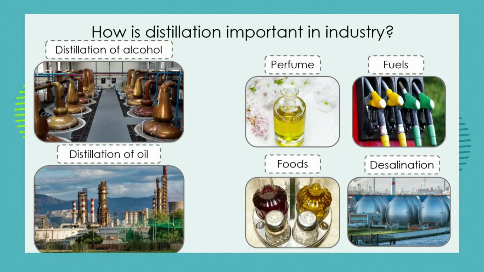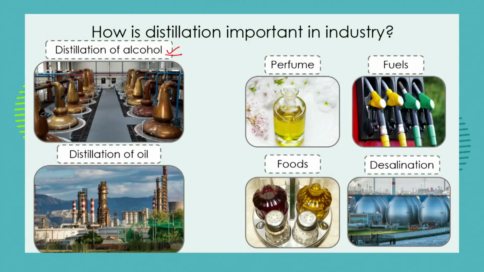Well, many industries rely on distillation. First of all, one industry is the distillation of alcohol. Now, if you think back to the episode where we looked at different boiling points, we saw that ethanol or alcohol boiled at 78 degrees C, whereas water boils at 100 degrees C.